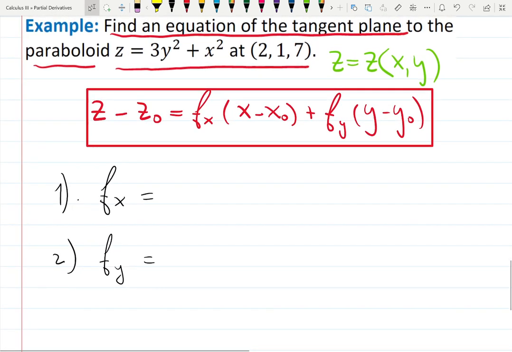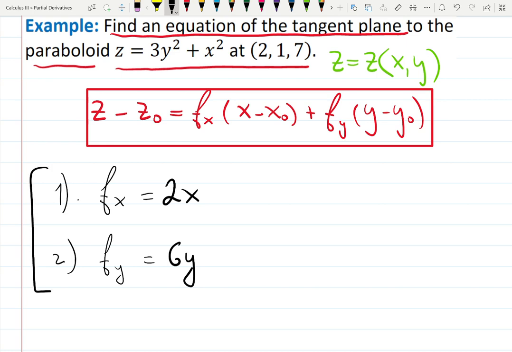When you're taking the derivative with respect to x, 3y squared gives you 0. This is a constant. When you see that x is the only variable, 2x, done. When you take the derivative with respect to y, your brain should switch really fast, and now 3y squared is a variable term, but x squared is 0. Nice. So step 1, you find partial derivatives.